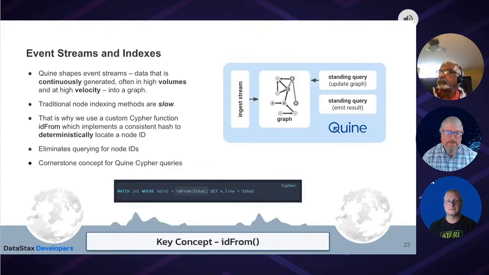With Quine, we introduced a function called idFrom, which takes any number of inputs. Generally, it's going to be a namespace type of value, and then something unique from the data, to deterministically calculate what the node ID is going to be. As we ingest data in that ingest stream, we can place it into the graph indexed in the way that the rest of the graph is going to be. So we never have to know where the sequence counter is. We never have to look up where the relationships are. We can basically point a node into the graph by calculating what its index is going to be.